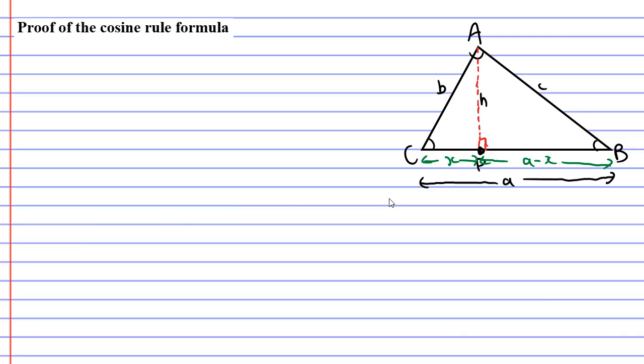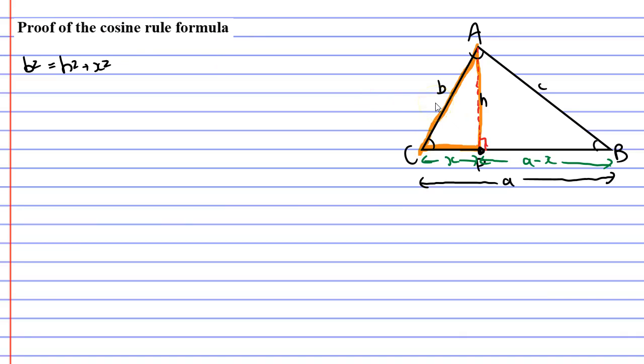Now let's go and look at our proof. We're going to use Pythagoras' Theorem to get us through this. There are two triangles we can see inside of this large triangle. The first one I'm going to label in orange with sides B, H and X. And using Pythagoras' Theorem we're going to say, well, B squared must equal H squared plus X squared.